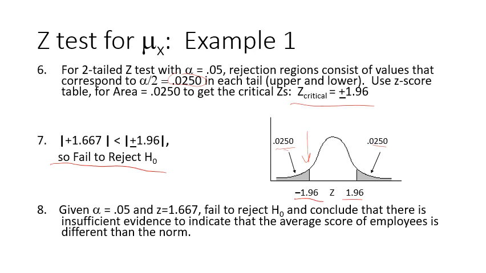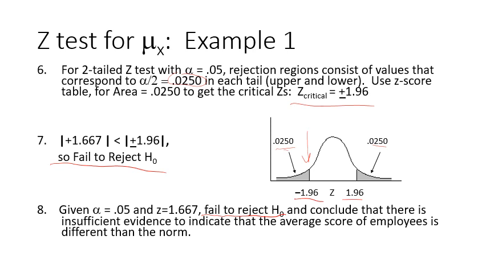We now say fail to reject H0 and conclude that there's insufficient evidence to indicate that the average score of employees is different than the norm. There's a couple big things here. First off, we restated whether we rejected or failed to reject. In this case, we failed to reject, so we restated that. We also said it in terms of the problem, the average score of employees is different than the norm. We can't say it's different than the norm because we failed to reject. If we'd rejected, we would have said it's different than the norm.